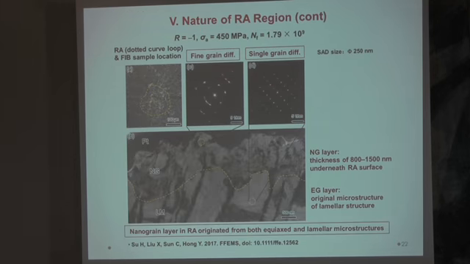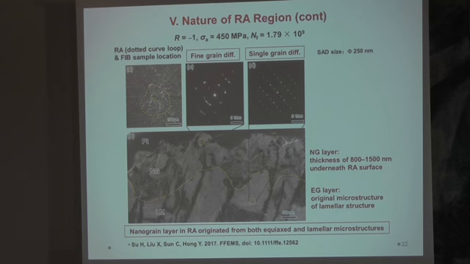Again, we examine the second specimen, also at the -1 stress ratio, and this one is at 9.99 times 10 to the 9 cycles of loading. Here is the location of the FIB sample, and it also shows a similar morphology to the previous one. So we may say that the nanograin in the RA region originates from both types of equiaxed or lamellar microstructures.